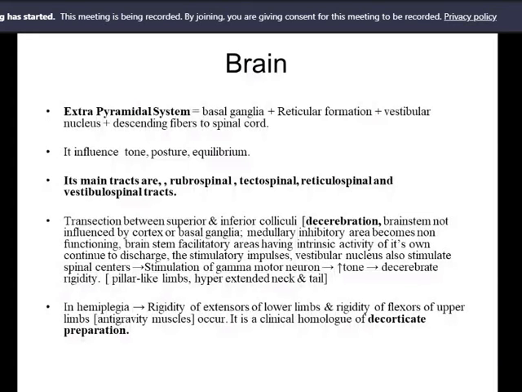Now let us come to extrapyramidal system again. Extrapyramidal system is comprised of basal ganglia, reticular formation, vestibular nucleus, and descending fibers to the spinal cord. That means the descending fibers means descending tract. So descending tracts are extrapyramidal and pyramidal tract. The pyramidal tract is the corticospinal, I have already told. And the extrapyramidal system influences the tone, posture and equilibrium.